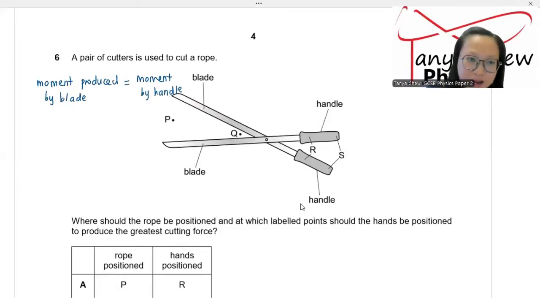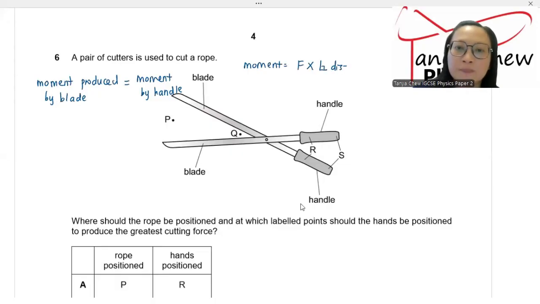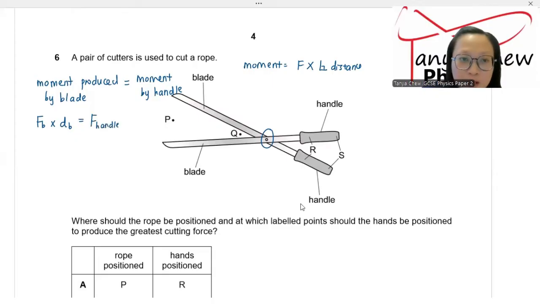So the moment produced by the blade. Do you still remember the equation of moment? You learned about the moment. Moment is equal to force times perpendicular distance from the pivot. The pivot point is actually right here. So the moment produced by the blade is the force by the blade times the perpendicular distance between the force of the blade and the pivot, and it must be equal to the moment produced by the handle, the force times the distance of the handle. Is that okay with you?